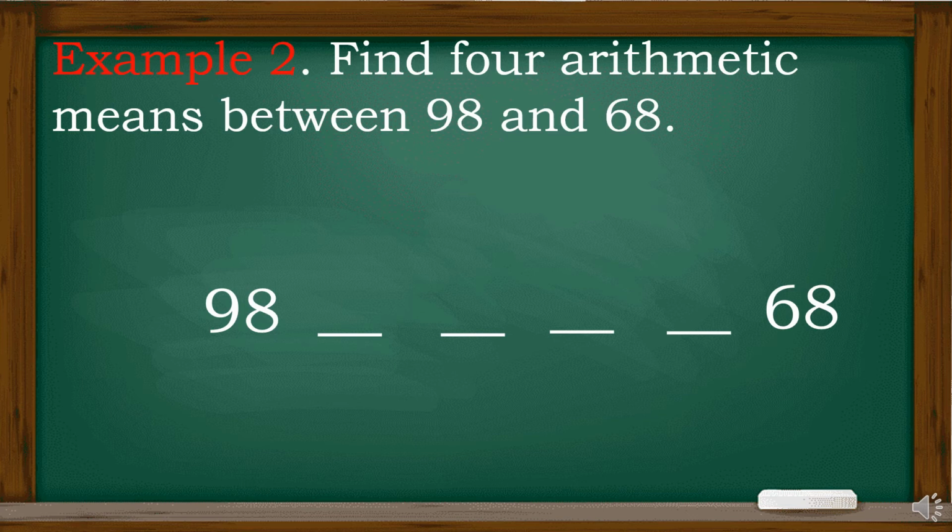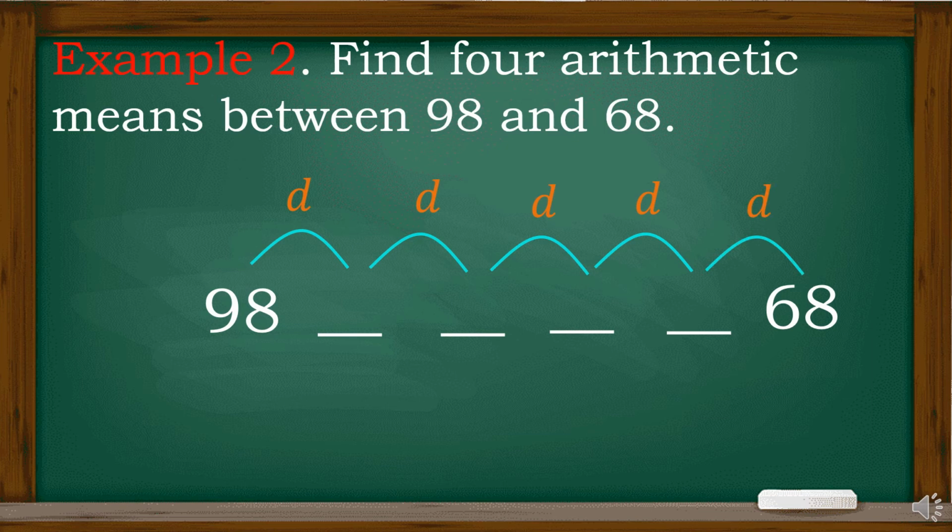Let us now formulate our equation. I want you to look at our illustration. How many d will we add to 98 to get 68? Let us count. 1, 2, 3, 4, 5. Therefore, our equation will be 98 plus 5d is equal to 68.